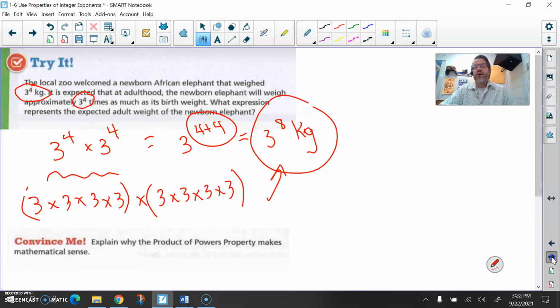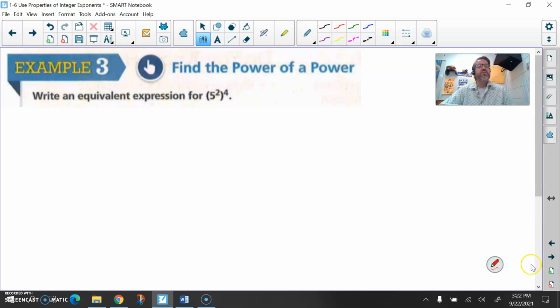All right, now the next rule that we need to learn is the rule of powers of a power. How do you find the power of a power? Write an equivalent expression for 5 squared to the 4th. Okay. Well, this means I literally have 5 squared times 5 squared times 5 squared times 5 squared.